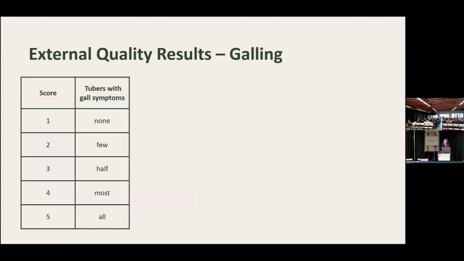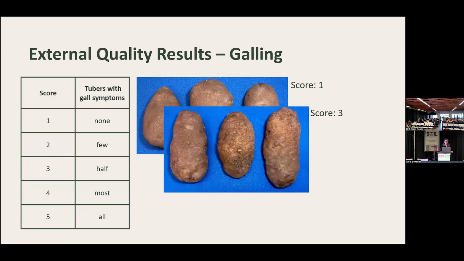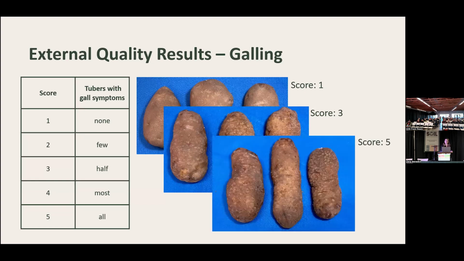Next, we looked at one of our external qualities, galling. We measured galling through scoring, and this scale evaluates the amount of tubers in a group that showed the galling symptoms. A score of 1 indicated that none of the tubers in that group had galling. A score of 3 indicates that about half the tubers in a group experienced galling. And a score of 5 indicates that all of the tubers in a group showed galling symptoms, like in this last image here.